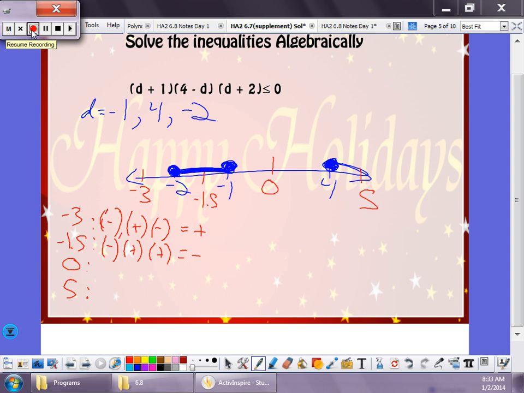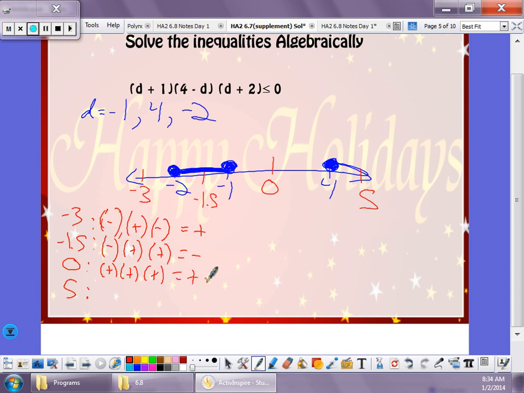So next we would do 0. So 0 plus 1 is a positive. 4 minus 0 is a positive. And 0 plus 2 is a positive, so this is positive. So am I going to shade that area in? No, because a positive value is not less than or equal to 0. And finally, I do 5. So 5 plus 1 is a positive. 4 minus 5 is a negative. And 5 plus 2 is a positive 7. That gets you a negative. So this would be part of your solution over here.